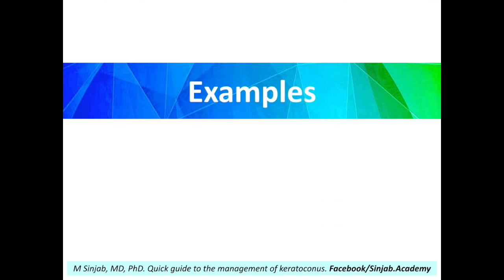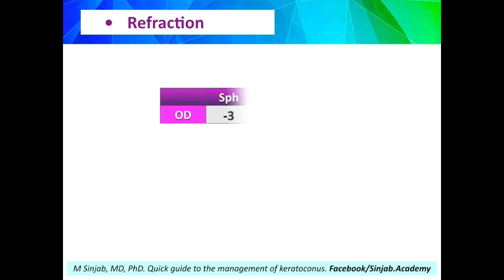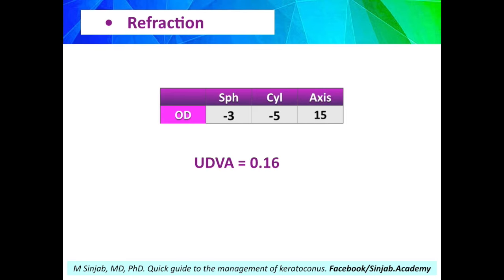We will take 3 examples to apply all the steps that I have mentioned. Example number 1. This is the topography of a patient. This is the right eye. This is the right eye refraction. The patient has manifest refraction of -3 sphere, -5 cylinder at axis 15. His uncorrected visual acuity is 0.16. Best corrected visual acuity is 0.6.